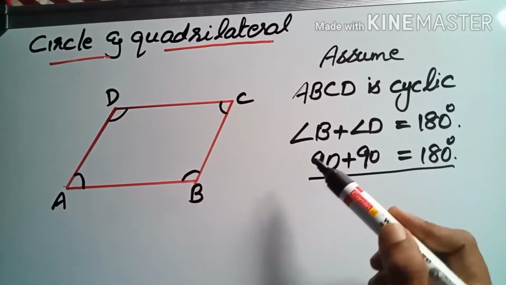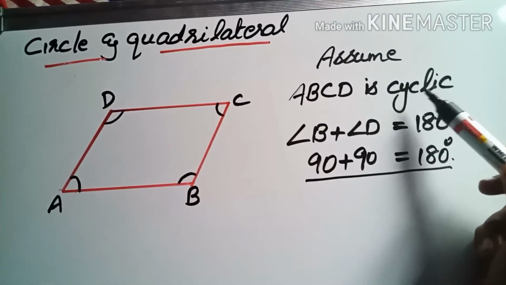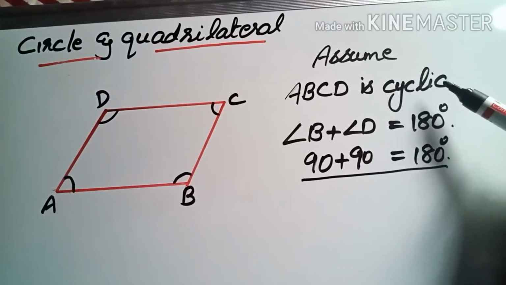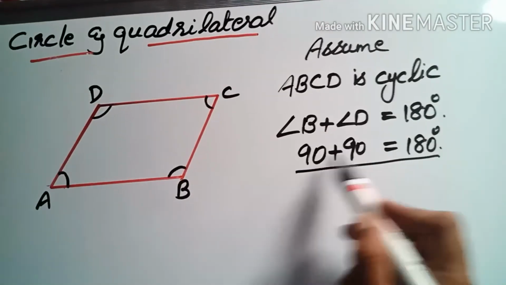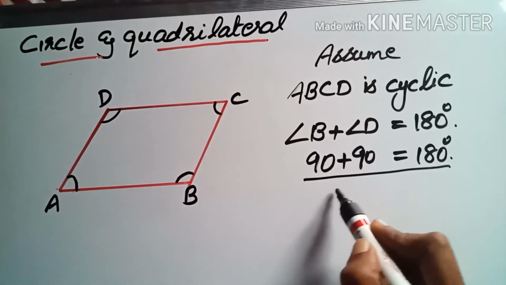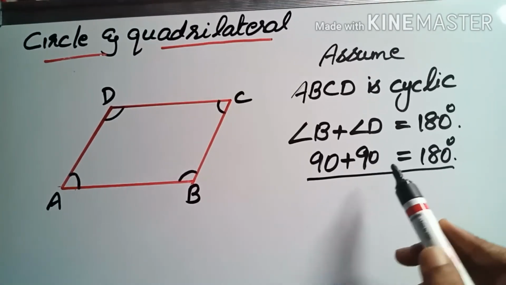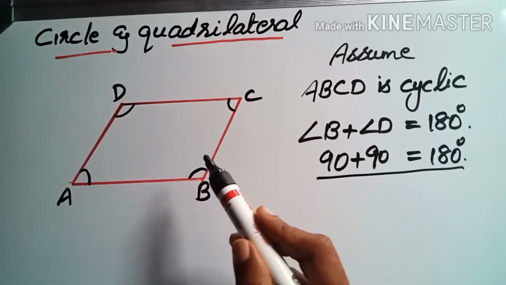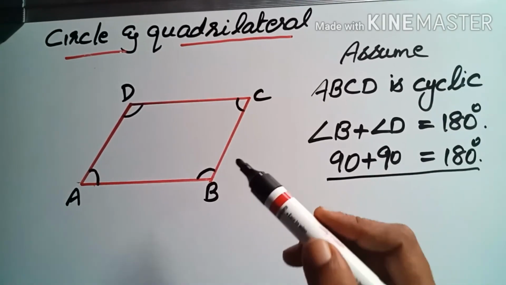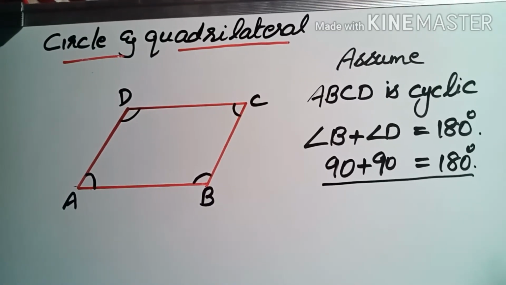So other than a rectangle, it is not possible to be a cyclic quadrilateral. So this is a contradiction. We assumed that it is cyclic, but we got 90 plus 90, that is 180 degrees. It is a contradiction. It is not the same as our assumption. So we can say that this parallelogram is not a cyclic quadrilateral. A parallelogram other than a rectangle is not a cyclic quadrilateral.